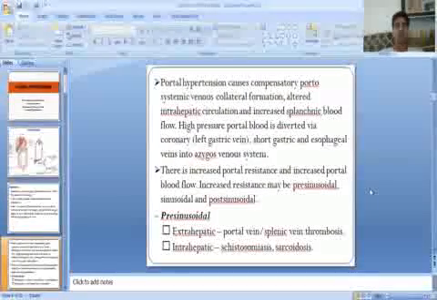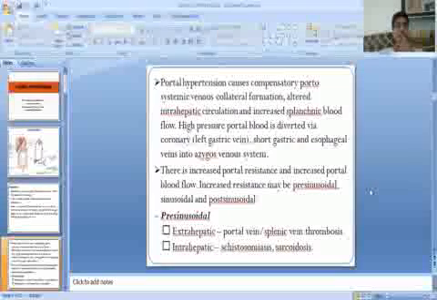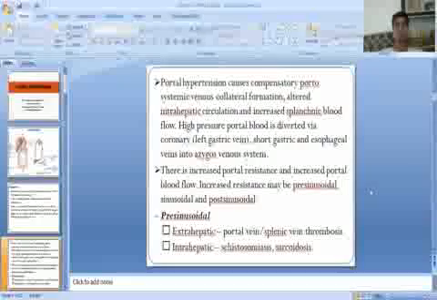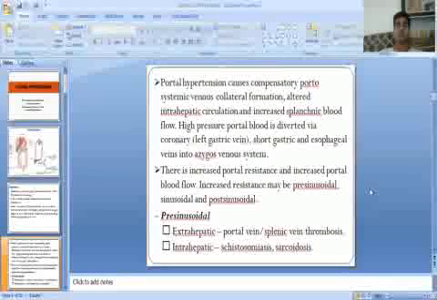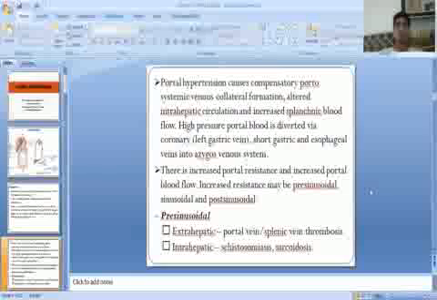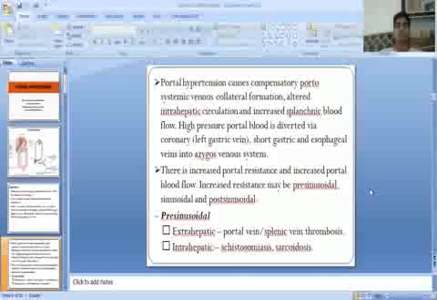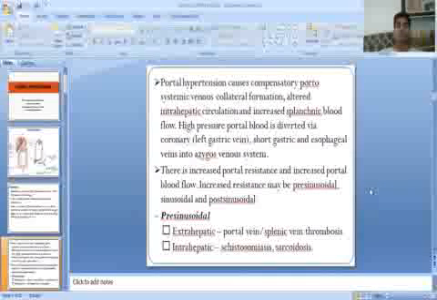Portal hypertension causes spontaneous portosystemic venous collateral formation, altered intrahepatic circulation, and increased splenic blood flow. So, high pressure portal blood is diverted via coronary, short gastric, and esophageal veins into azygos veins. There is increased portal resistance and increased portal blood flow.